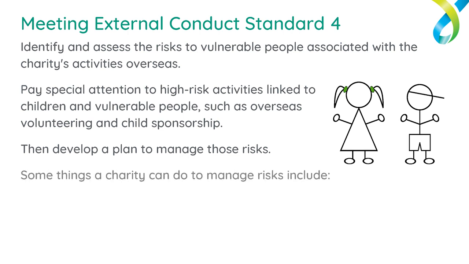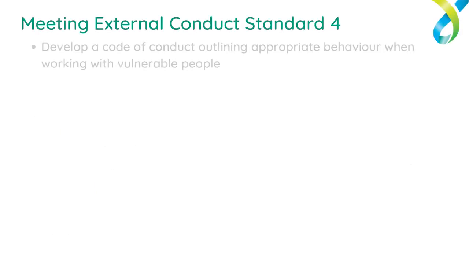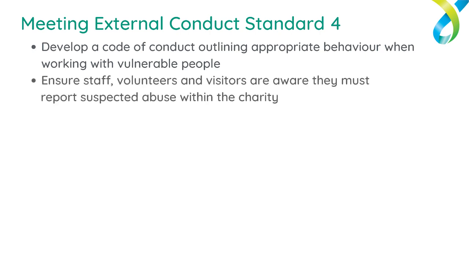Some things that a charity can do to manage risks include: develop a policy that commits the charity's staff, volunteers, third parties, and visitors to protecting vulnerable individuals. Make the safety of vulnerable people an important criterion when selecting third parties. Develop a code of conduct outlining appropriate behaviour when working with vulnerable people. Ensure staff, volunteers, and visitors are aware they must report suspected abuse within the charity.